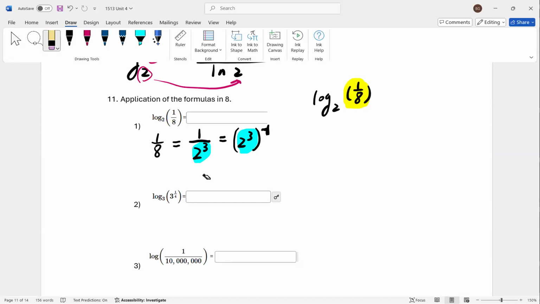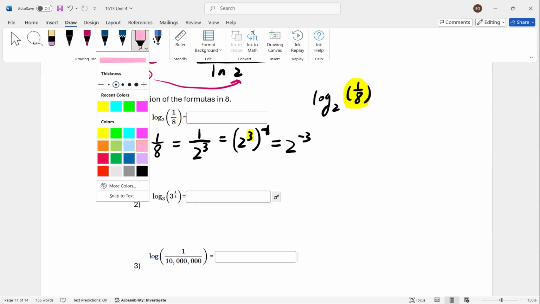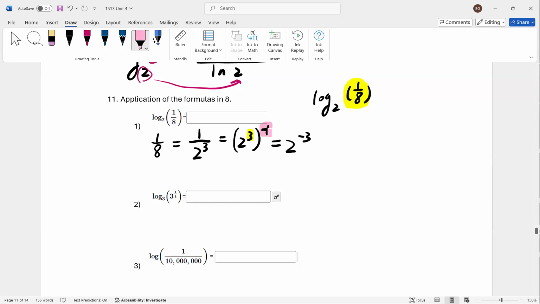And then we use the power rule we learned from Foundation 2. We can rewrite this expression as 2 to the power of -3, because we have 2 exponents. The first exponent is 3. The second exponent is -1. So we keep the base 2 and multiply the 2 exponents. 3 times -1 is -3. And that's how we rewrite the argument 1/8 as 2 to the power of -3.